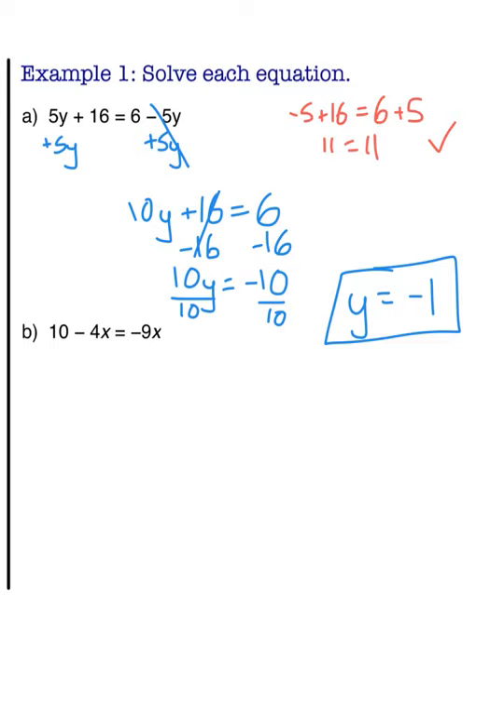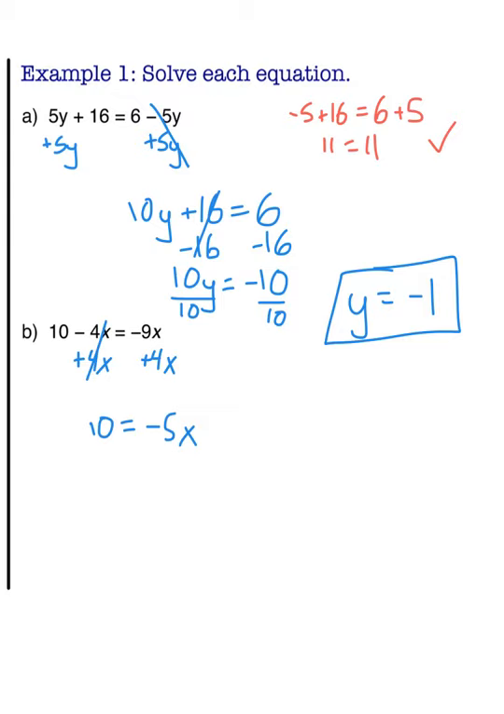All right, part B, I have 10 minus 4x equals negative 9x. Nothing to simplify on either side, so I'm going to work on getting all the variables to one side. I'm going to start by adding 4x. So the x's cancel out on the left. I'm left with 10 equals negative 5x, because negative 9x plus 4x is negative 5x.